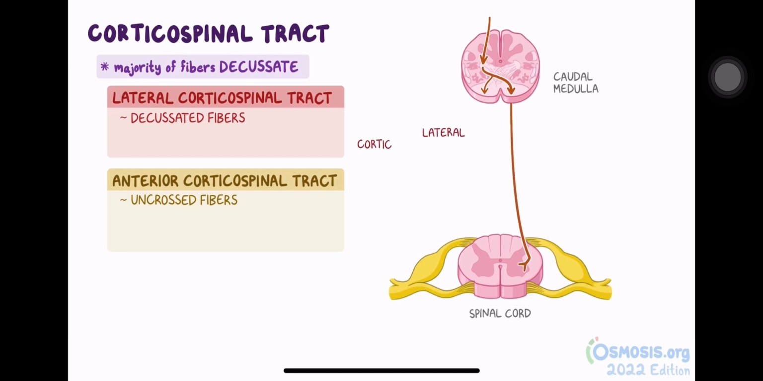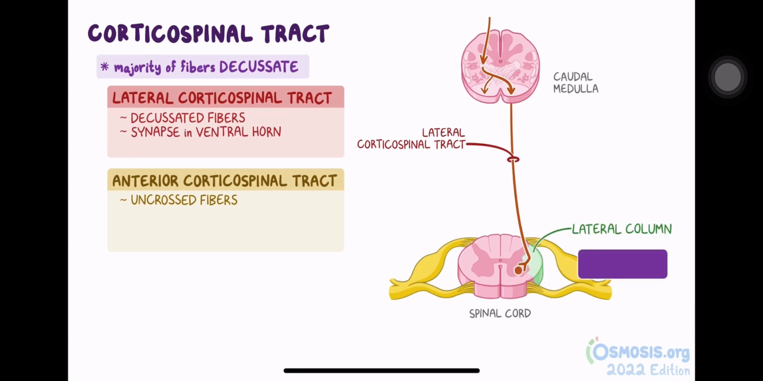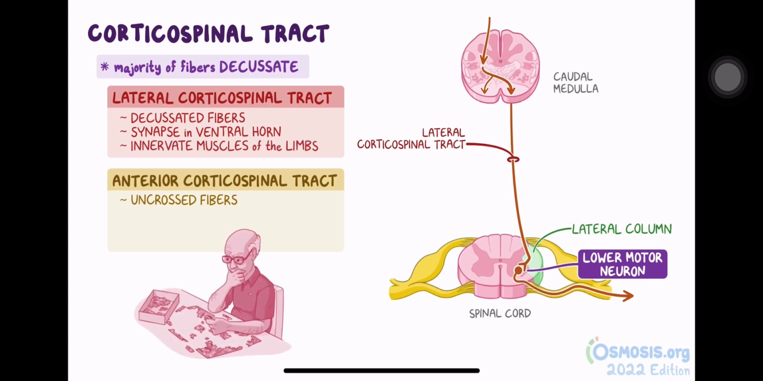The lateral corticospinal tract continues through the contralateral lateral column of the spinal cord and synapses in the ventral horn on the lower motor neurons. Axons of the lower motor neurons leave the spinal cord through the ventral root to innervate muscles of the limbs, especially distal musculature that controls fine movements.